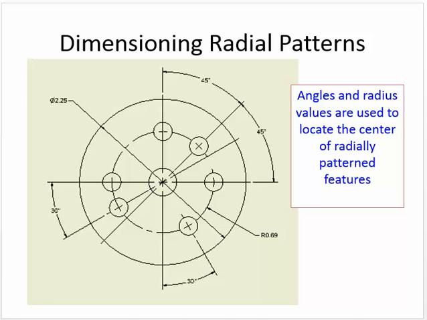The last thing I want to go over here is dimensioning radial patterns. Angles and radius values are used to locate the center of radially patterned features. Even though we have a circle here, they're giving a radius because Inventor is not going to read it as a circle, since we have all these things breaking it up. So it's going to be read as a radius. We'd want to give angle measurements as to what angle our holes are being drilled at. These are each representing a hole that's being drilled here.